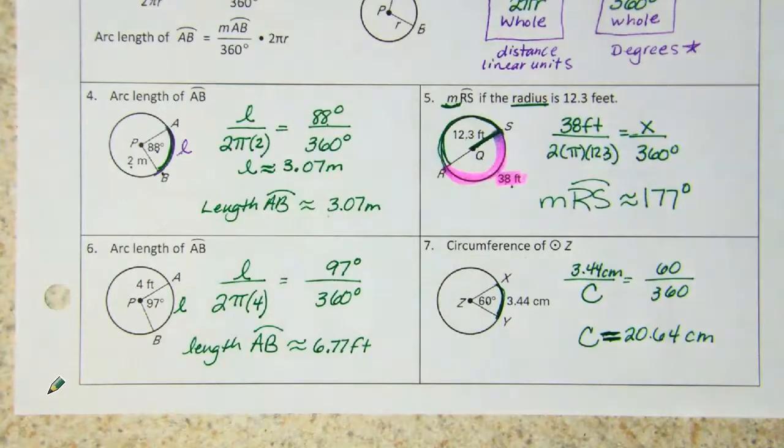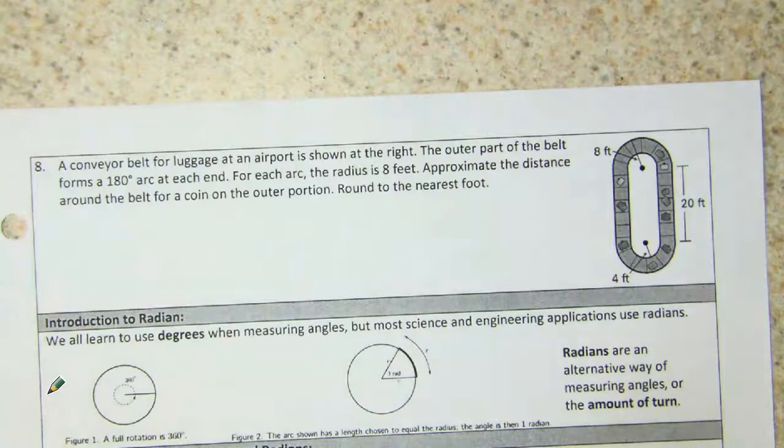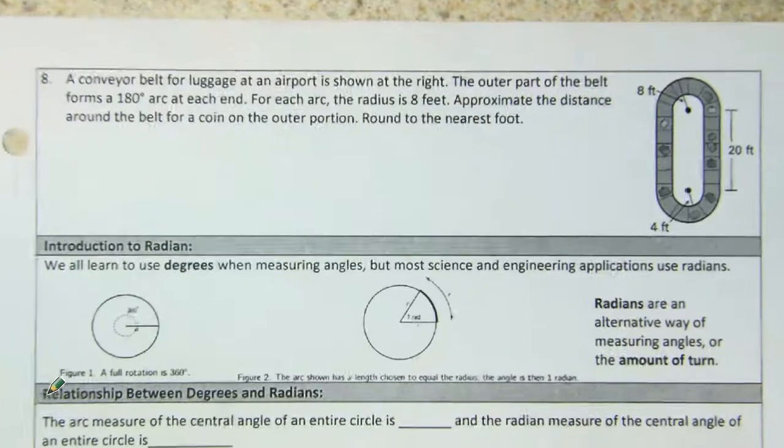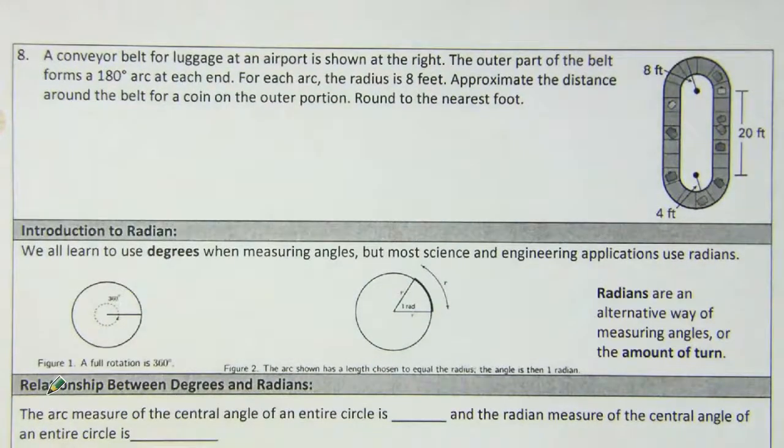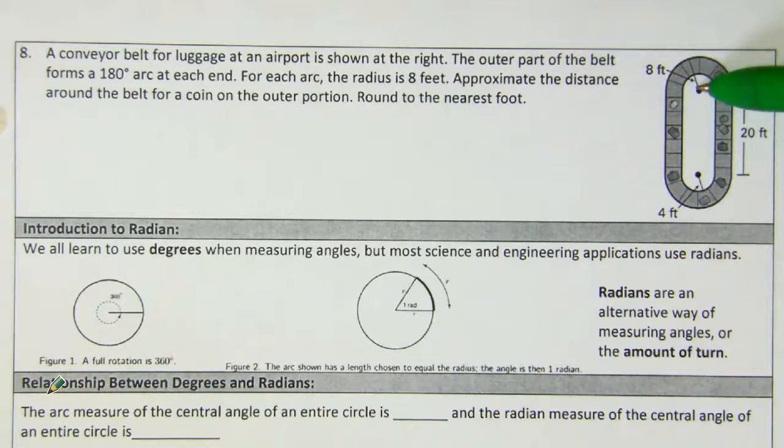Now, where would this happen in real life? So question 8 is going to be a real life question, and it says a conveyor belt for luggage at an airport is shown at right. The outer part of the belt forms a 180-degree arc at each end. For each arc, the radius is 8 feet, so you can see that right here. Approximate the distance around the belt for the coin on the outer portion.